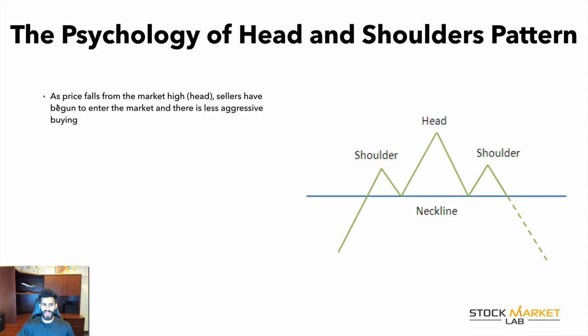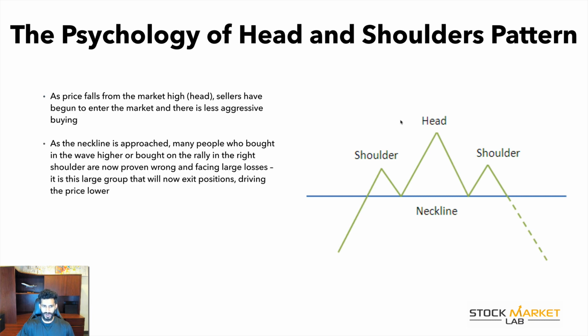So the psychology is, as the price falls from the market high, this is the market high, the head, sellers have begun to enter the market and there is less aggressive buying. So maybe short sellers are stepping in as the stock gets lower and is unable to go to a higher point. Buyers are getting weaker. There's more people shorting or people just exiting their position, right?